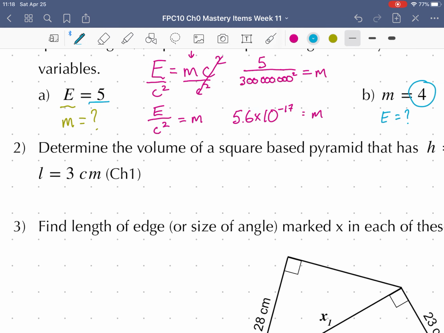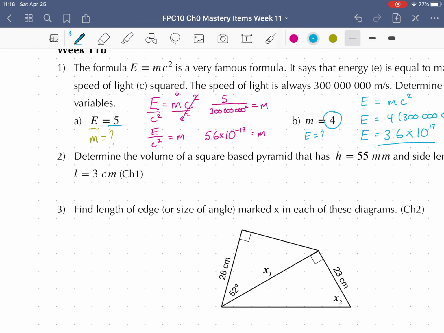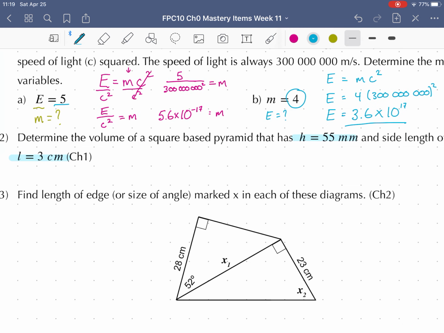All right, question number 2. Determine the volume of a square-based pyramid that has a height equal to 55 millimeters and a side length equal to 3 centimeters. You should already notice something wrong in this problem. We have different units, don't we? Let's change our height to match our units for our length. So this should be 5.5 centimeters.